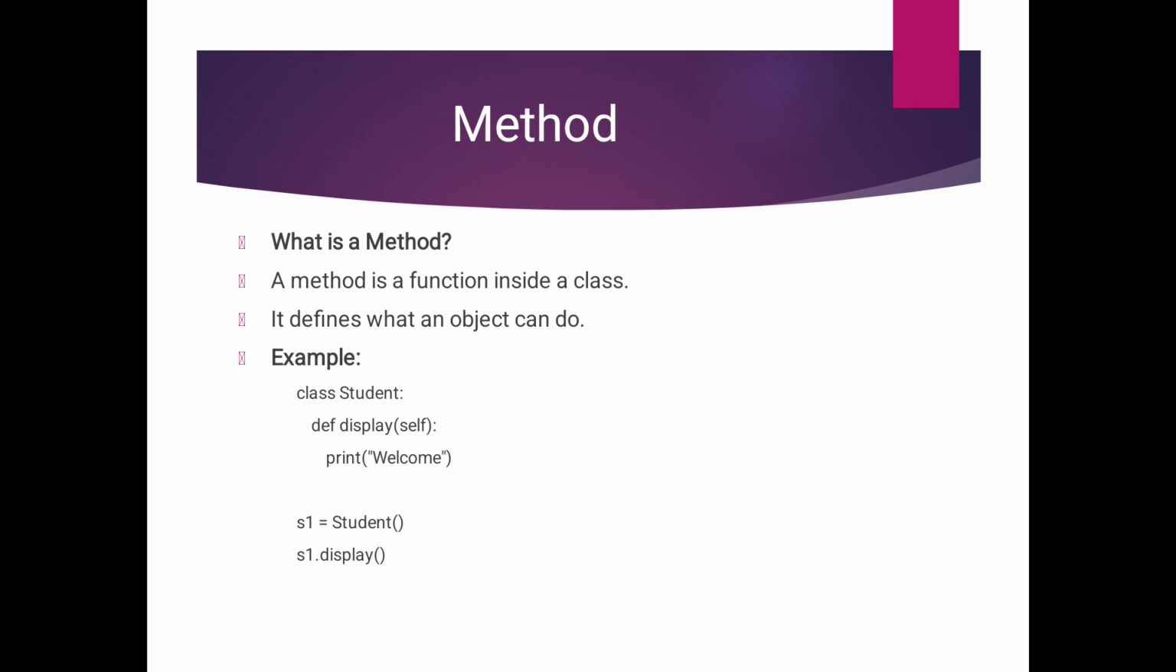Now let's learn about methods. A method is simply a function inside the class. It defines what an object can do. For example, a mobile phone can make calls, send messages, and take photos. These are its actions. Similarly, methods define the actions of an object.